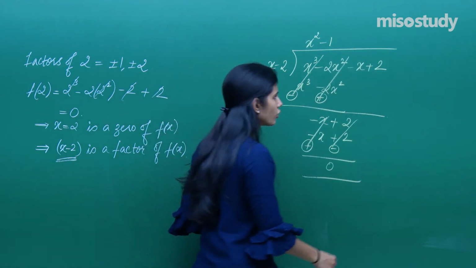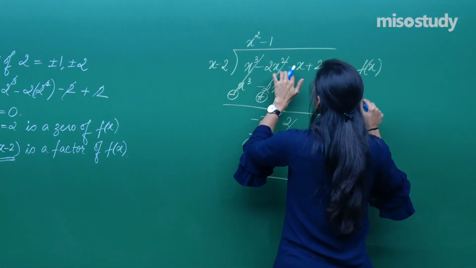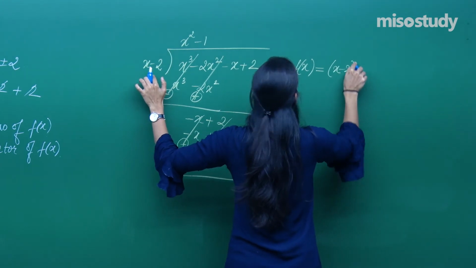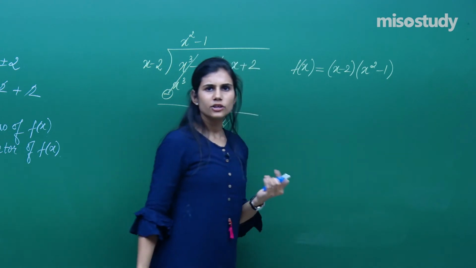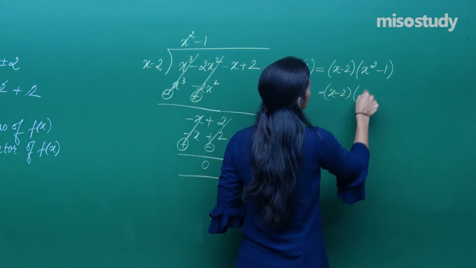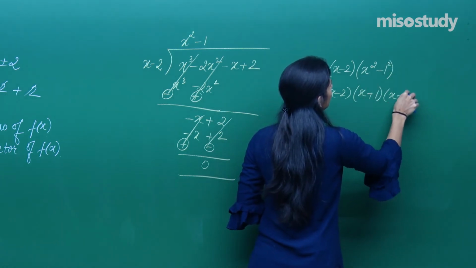You all know by the division algorithm that your dividend is nothing but f(x), x cube minus 2x square minus x plus 2, which is f(x). Dividend is equal to divisor into quotient plus remainder, plus 0, no relevance. So you can write this as x minus 2, and this is a square minus b square, which is a plus b into a minus b.